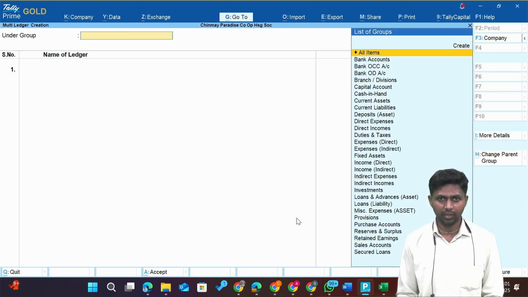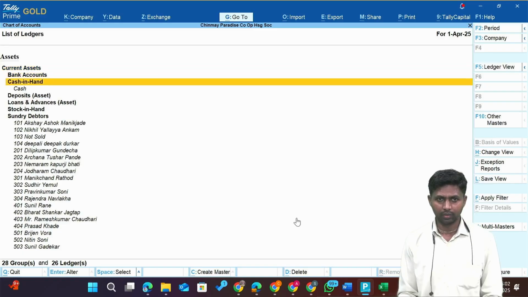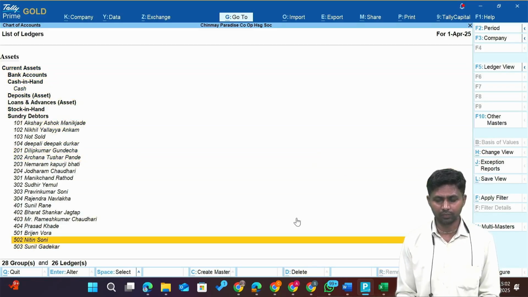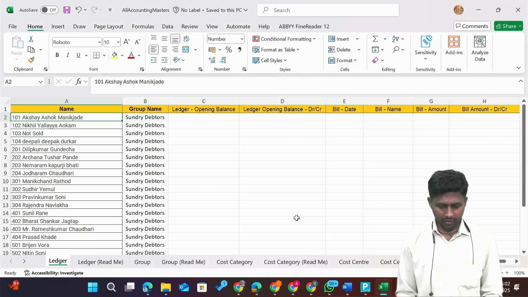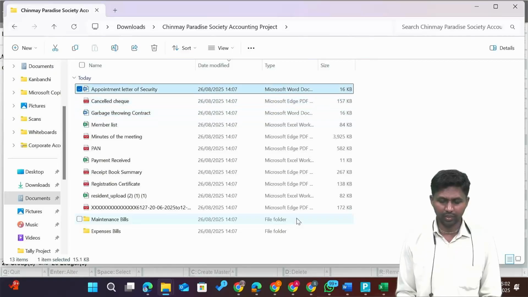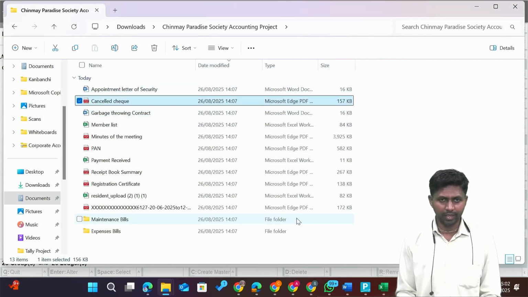Now we have all the ledgers in the tally. Now you can check. Within a fraction of a second, we have created 24 ledgers. Now after creating ledgers, next, to begin again this folder, we have read this house security appointment letter, cancel check.